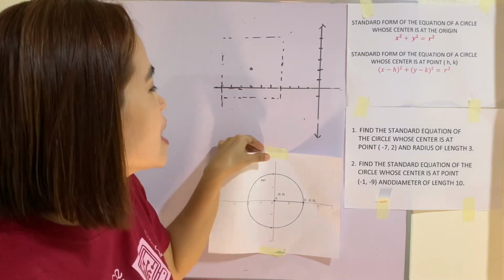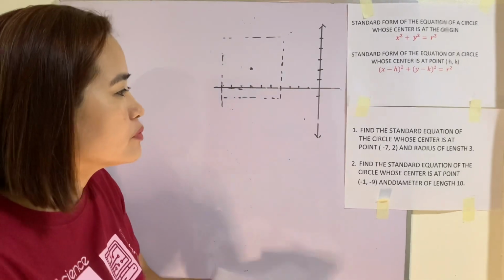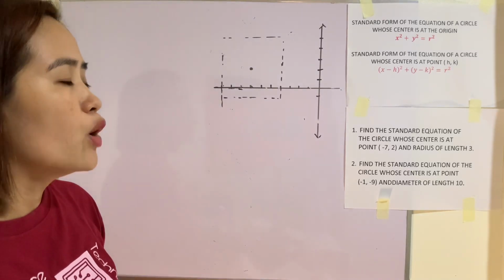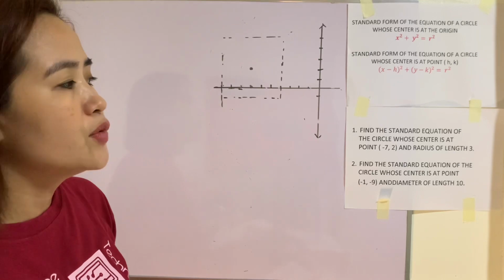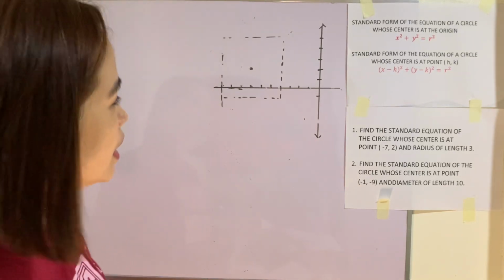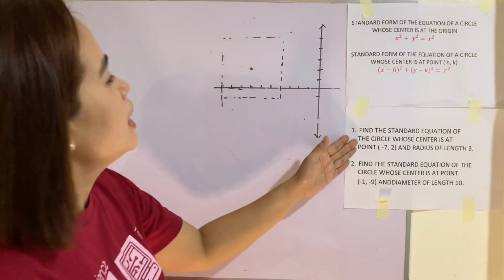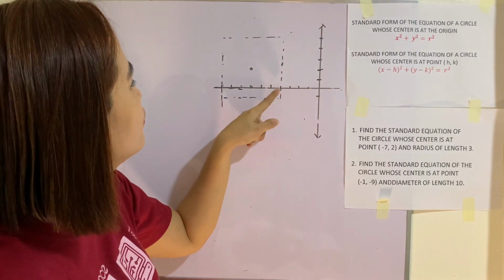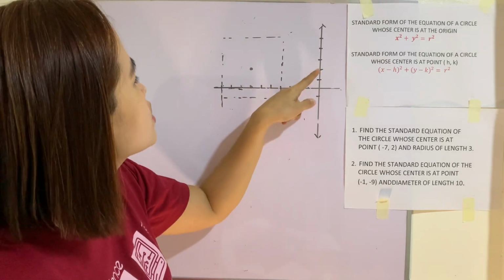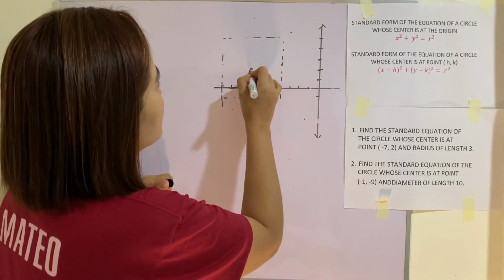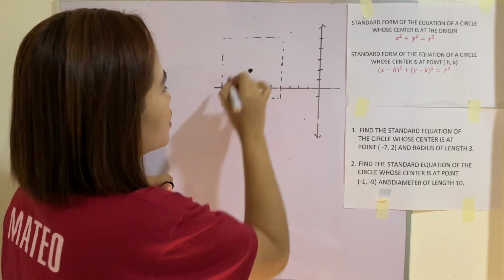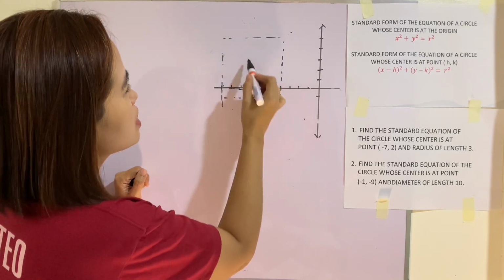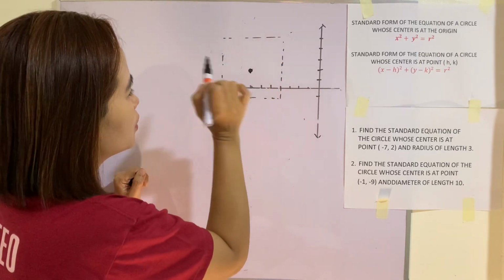Okay, let's take example number 1. Find the standard equation of the circle whose center is at point (-7, 2) and radius of length 3. Okay, I will be illustrating this first. This one is -7, 2: 1, 2, 3, 4, 5, 6, 7. This one is 1, 2. So this one is our center. And then our radius is 3. You will be counting from here 1, 2, 3 units, in each direction.